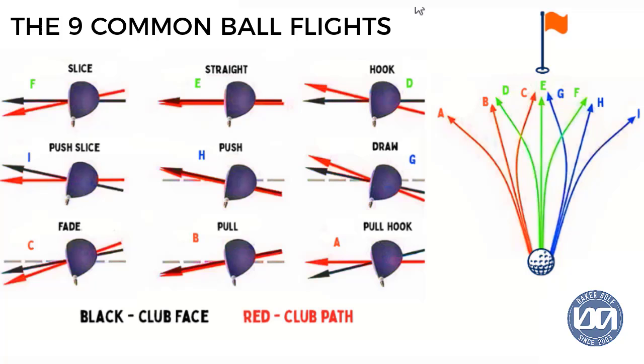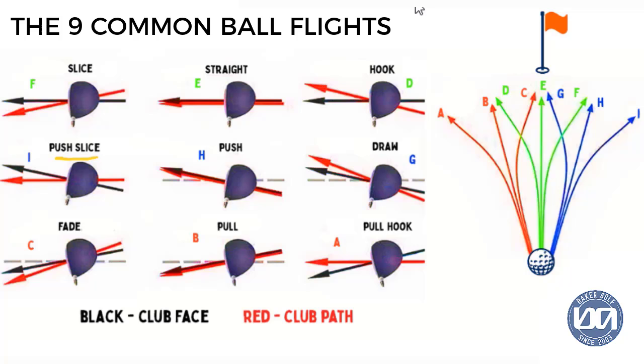We go to H, which is the push. Now this is a shot that starts right of target, and then just continues on that straight path right of the target. There's no deviation. And the reason for this is, if you look at the red line, which is your club path, it's traveling right of the target, and you look at the black line, which is your club face angle, it is square to the club path. There we get that straight push.